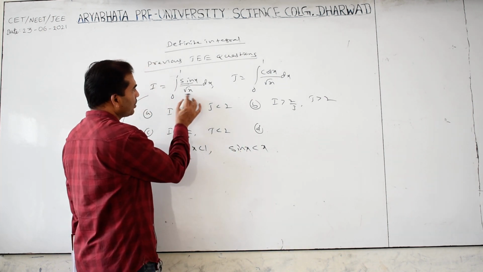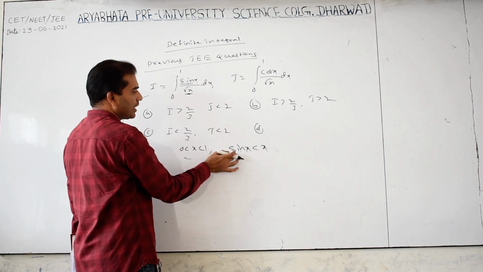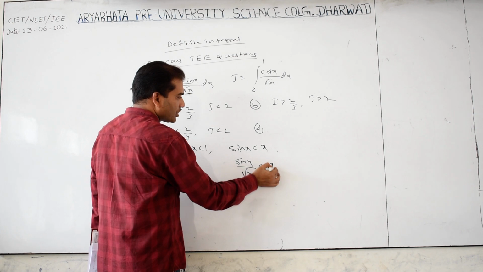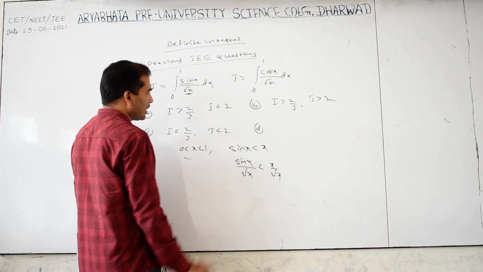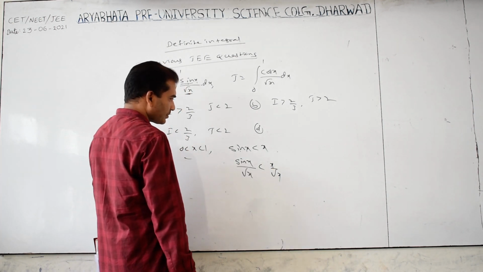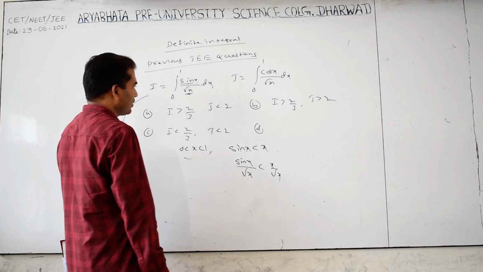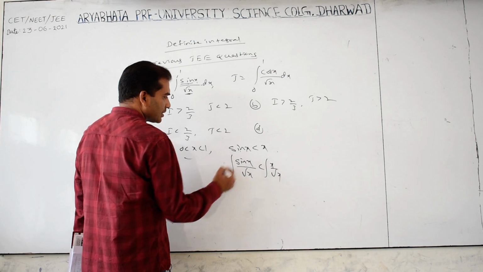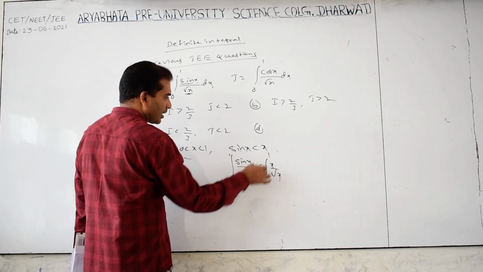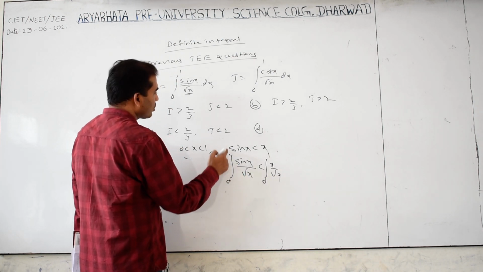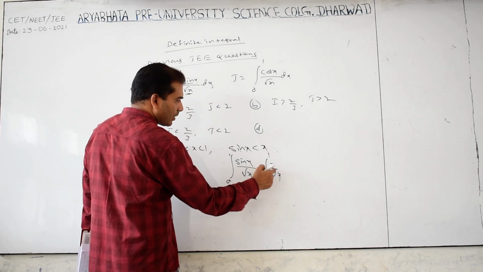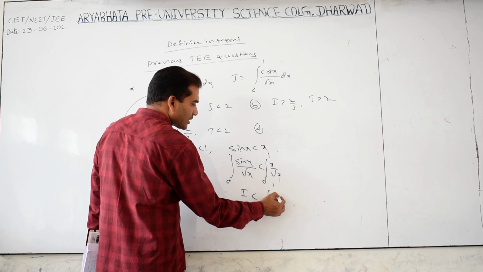Then we need root x, so we have to make this function here. So sin x divided by root x. When you divide by positive root x, it will not change the inequality, right? Root x is a small value, understood? Now, apply integration here, 0 to 1 and 0 to 1. So this is the integral from 0 to 1 of sin x by root x, I, is less than the integral from 0 to 1 of x by root x, which is root x dx.